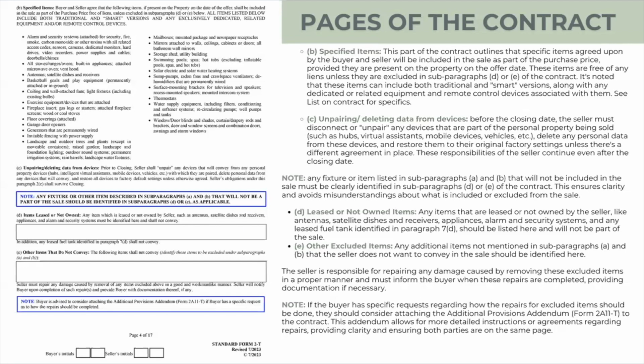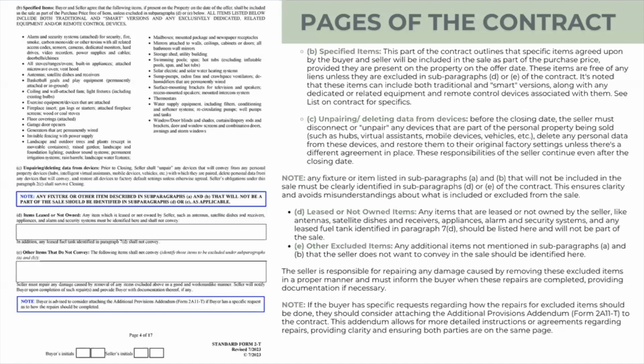Please note that any fixture or item listed in subparagraphs A and B that will not be included in the sale must be clearly identified in subparagraphs D or E of the contract. This ensures clarity and avoids misunderstandings about what is included or excluded from the sale.